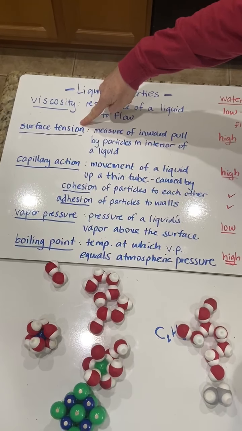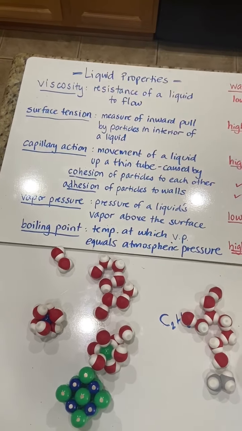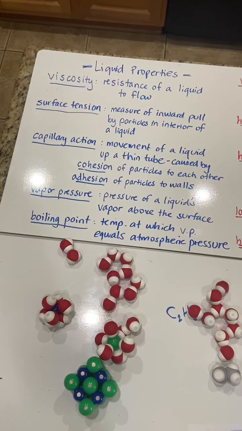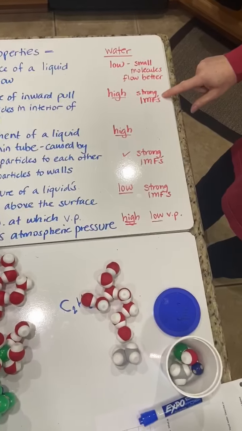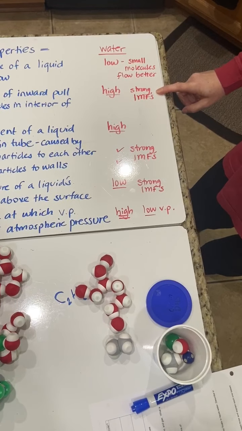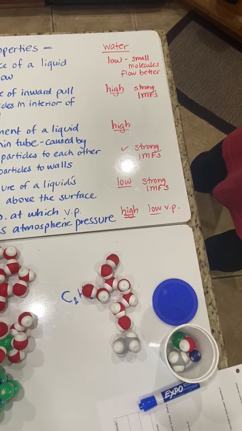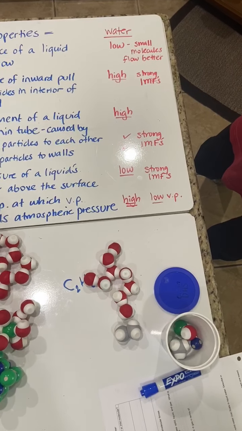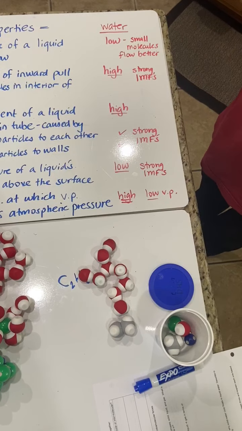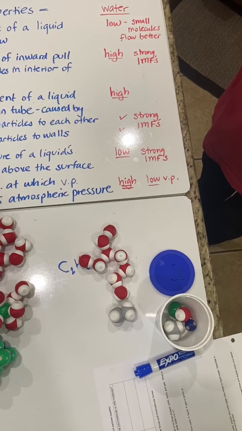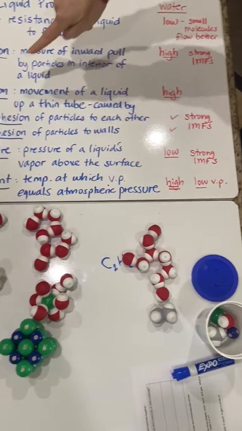Surface tension is another property of liquids. It's a measure of the inward pull by particles in the interior of a liquid. Water has an incredibly high surface tension because the water molecules are super attracted to each other. Surface tension is what allows water bugs to walk across water, and it's what causes water to form droplets, because the particles inside the droplet are so attracted to each other.